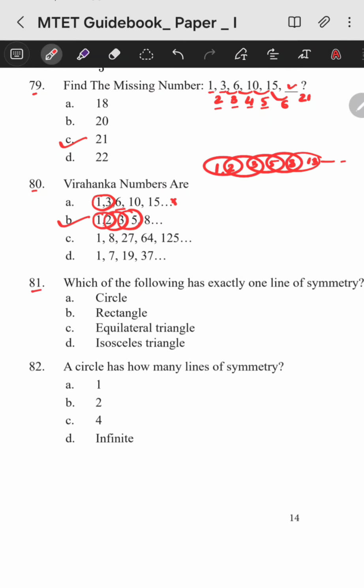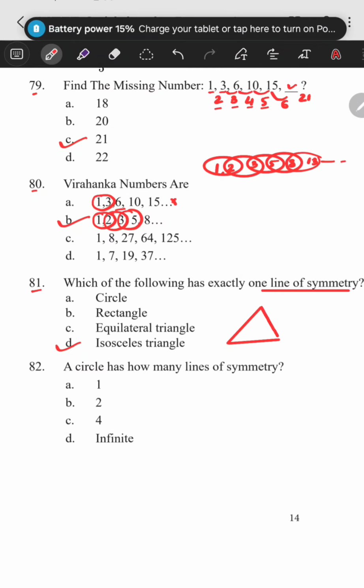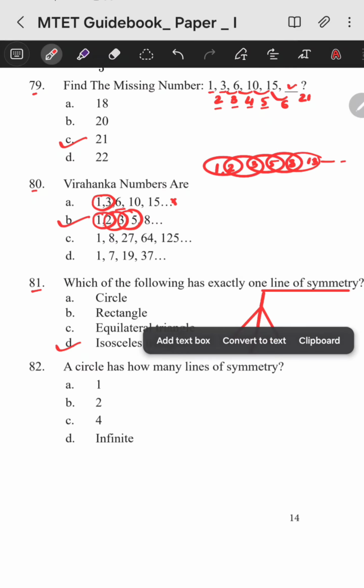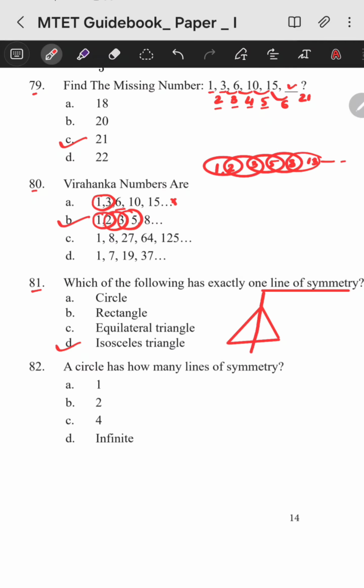Next question number 81, they ask here, which of the following has exactly one line of symmetry? So here option D is your correct option, isosceles triangle. That means here 2 sides of a triangle are equal. If 2 sides of a triangle are equal, then you can draw only one line of symmetry. That means option D is your correct option here.